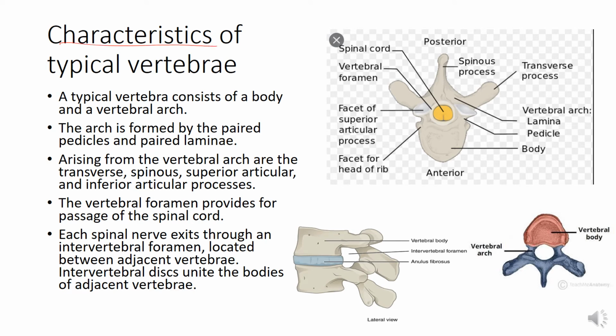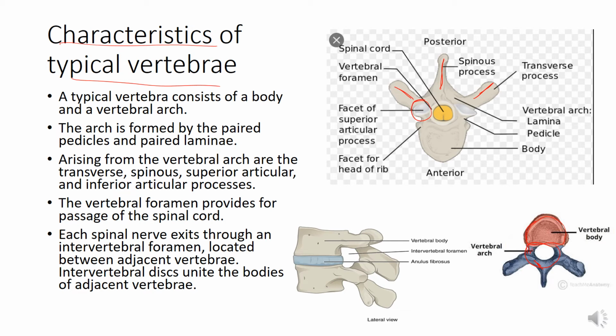Characteristics of typical vertebrae. A typical vertebra consists of a body and a vertebral arch. So you can see here, this is the body and this is the vertebral arch. The arch is further formed by the paired pedicles and paired lamina. So this is the pedicle and this is the lamina. Arising from each vertebral arch are the transverse processes. So you can see here the transverse process, the spinous process, superior articular process, and the inferior articular process on the inferior surface.